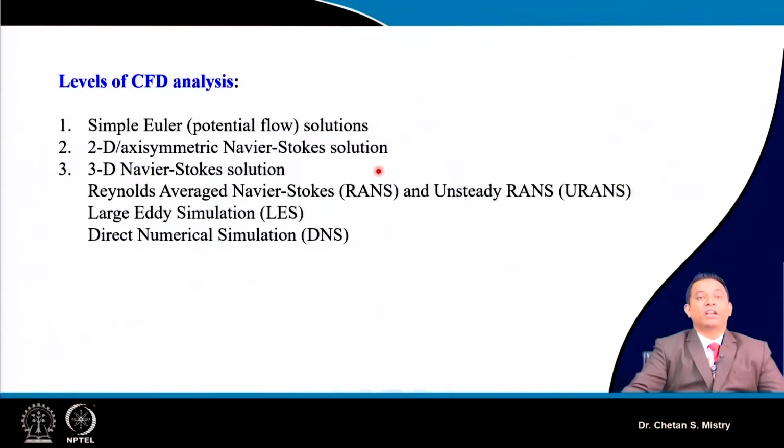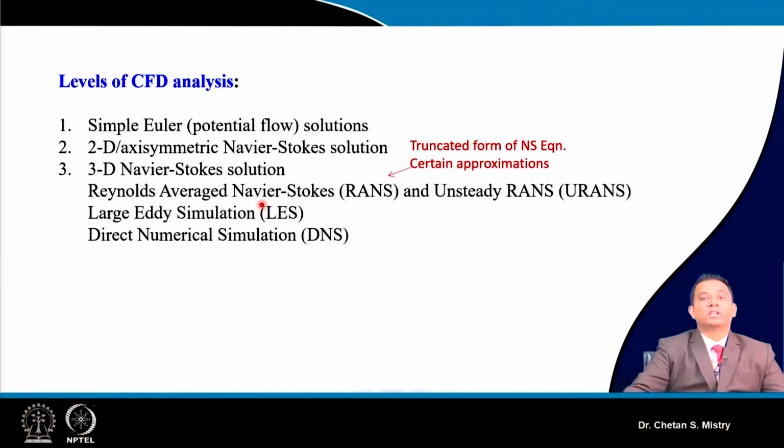Now if we look, there are different levels of CFD analysis as we have discussed. Very first, initially people were talking about simple Euler or potential flow solution. That was an initial approximation. Later on people went with 2D and axisymmetric Navier-Stokes solution. Later on people started talking about 3-dimensional Navier-Stokes solutions, where we have RANS or URANS, the Reynolds averaged Navier-Stokes equations that we are solving. Here this is a truncated form of the Navier-Stokes equations, where we are making certain assumptions.